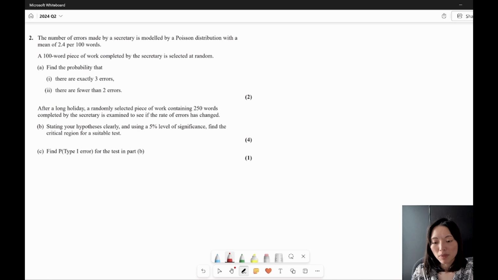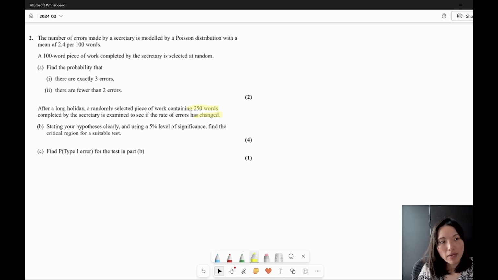Now let's look at part B. After a long holiday, a randomly selected piece of work containing 250 words completed by the secretary is examined to see if the rate of errors has changed. So you see that I've highlighted 2 things here. One is 250 words. The other one is whether it has changed. Sometimes when we test hypotheses, we might have to test whether the rate has increased or decreased. Here it is asking us whether it has changed, and therefore we know that we need to use a 2-tail test in our hypothesis testing.